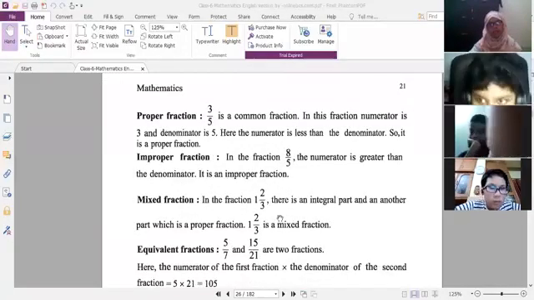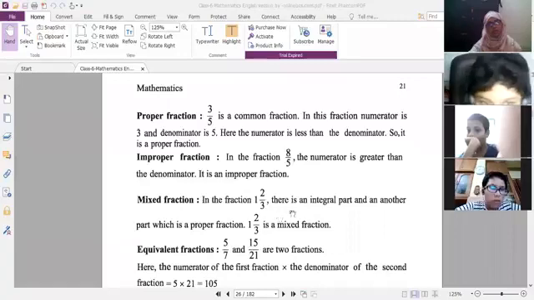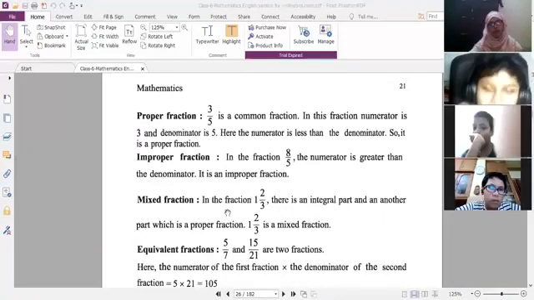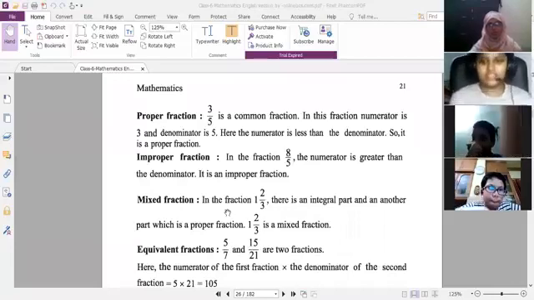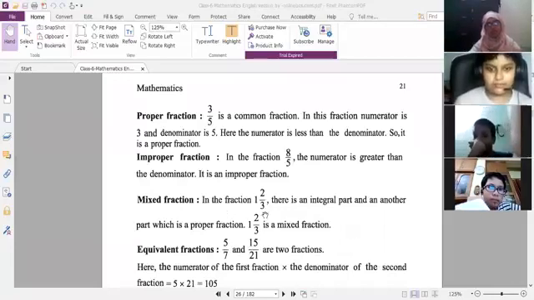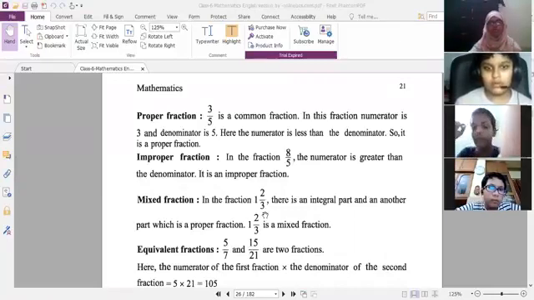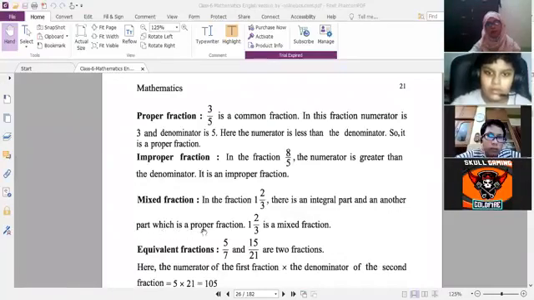And number 3, mixed fraction. In the fraction 1 and 2/3, here 1 is the integral part and 2/3 is the fraction part. In the fraction 1 and 2/3, there is an integral part and another part which is a proper fraction.